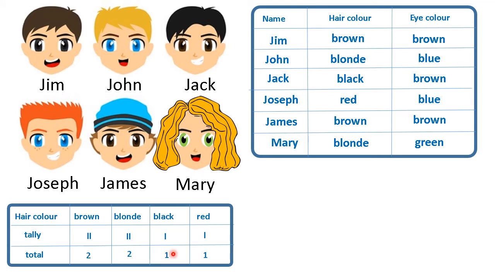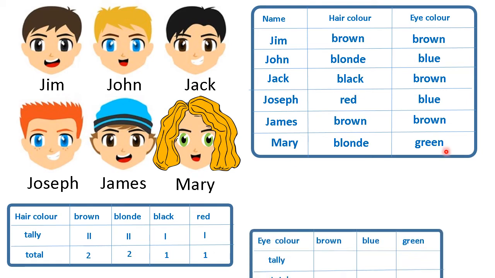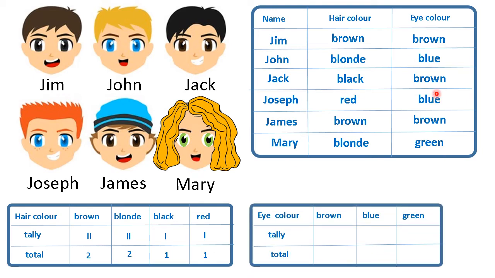Now the same thing for the eye color. Here we only have 3 colors: brown, blue, and green. So for brown, we have Jim, Jack, and James, which is 3. For blue, John and Joseph, which is 2. And green, Mary, 1. The totals 3, 2, and 1.